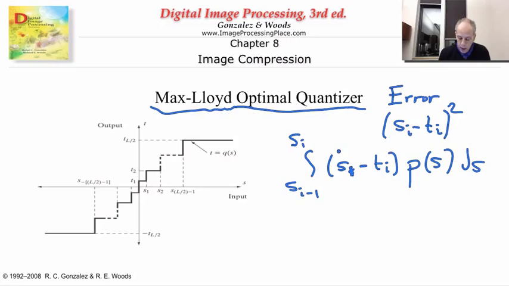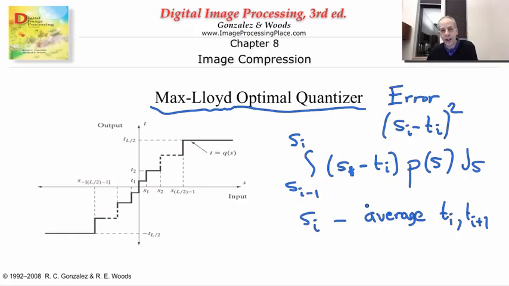You can actually show that the S sub I are the average of the T sub I and T sub I plus 1. That comes because you're trying to compute a mean square error, and that leads to an average. From this, you get a second equation. So you get two equations for every one of these concatenated intervals, and you have to solve them. That's not always easy, and closed solutions do not exist for most probability distributions. But they do exist if we assume the probability distribution is uniform. And that's what JPEG is using.